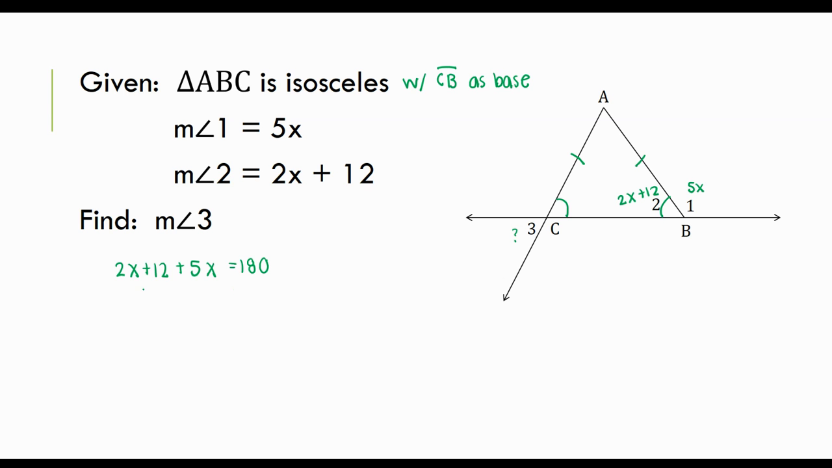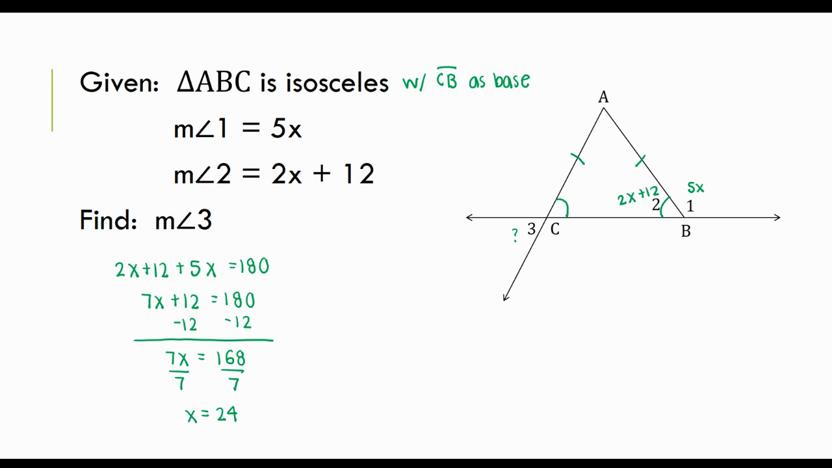So now I'm going to add my like terms. 2x and 5x is 7x. We still have plus 12 equals 180. I'm going to subtract 12 from both sides. That gives us 7x to be 168. And then I'm going to divide by 7. And so that tells us that the value of x is 24. Not my answer, but I needed to find x.